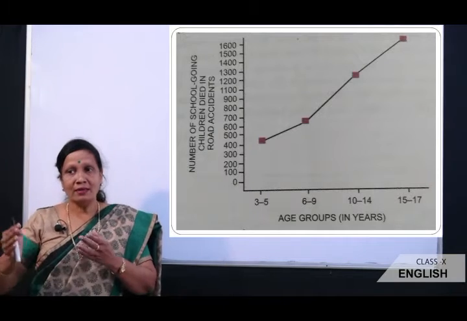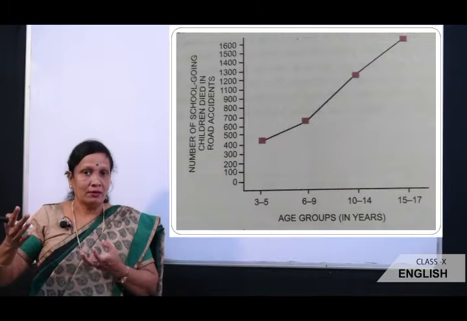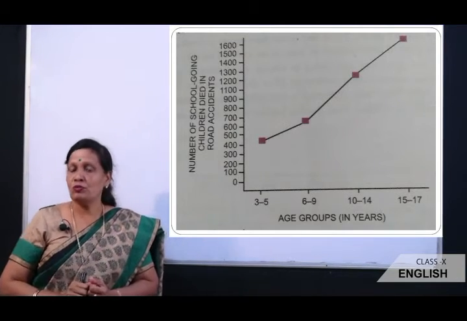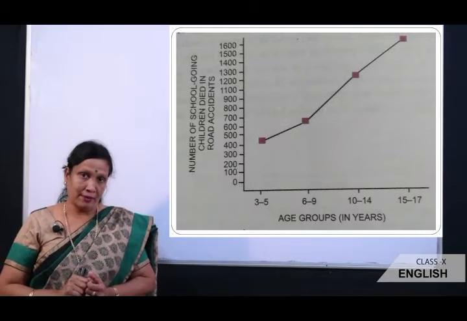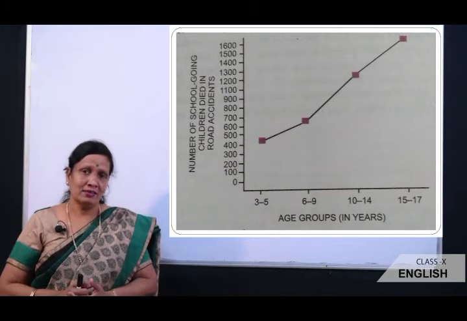Like the age group 15 to 16 or 10 to 14, the number of deaths are more than that of the age group 3 to 5 or 6 to 9. So this is how you need to compare and try to analyze.